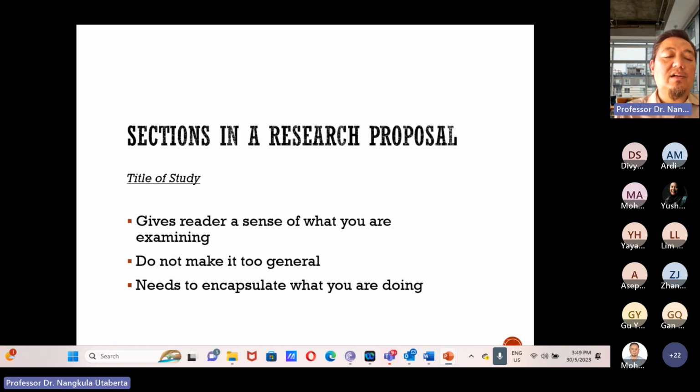Title of studies: give the reader a sense of what you are examining. Do not make it too general. One of the things I found is that lots of research proposals were very general. For example, I found one evaluating the urban heat island in China.